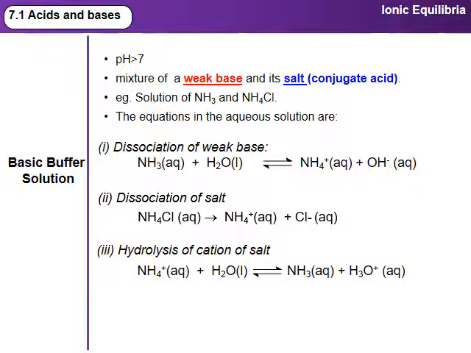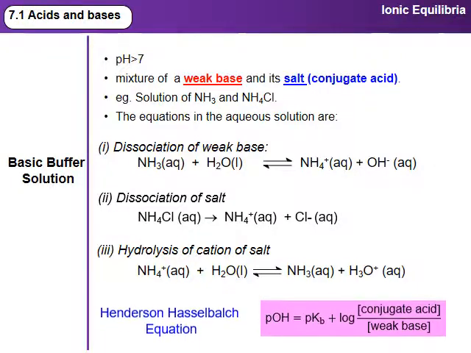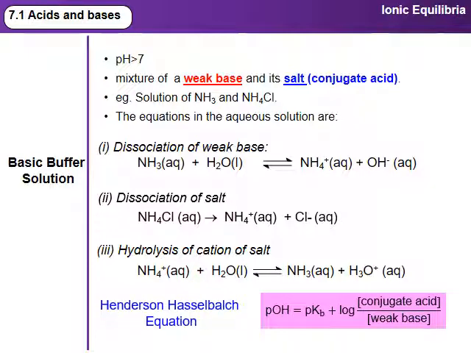Hydrolysis of cation: ammonium ion is hydrolyzed in water and forms ammonia and hydronium ion. By combining all of the above equations, the Henderson-Hasselbalch equation is derived. It is written as: pOH of the buffer solution is equal to pKb plus log of the concentration of conjugate acid over the concentration of weak base.